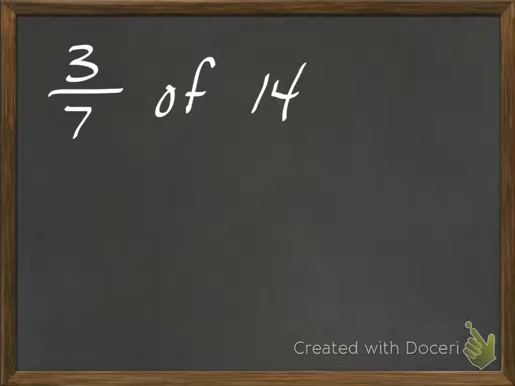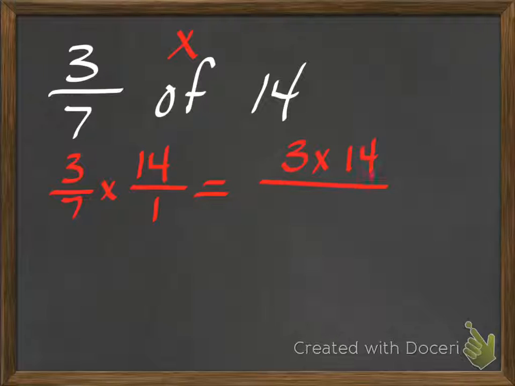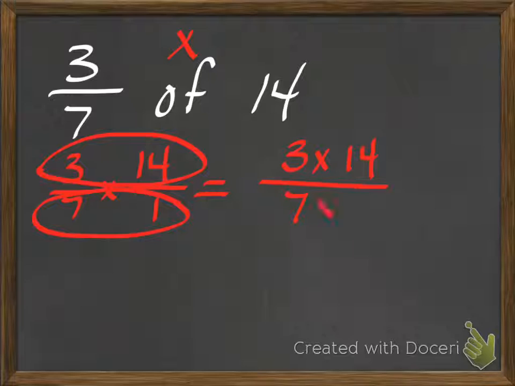3/7 of 14. Remember, when you see the word of, you're going to think of multiply. So I've got 3/7 times 14, which is really 14 over 1. And then I can rewrite it: 3 times 14 on the top, where we multiply the top numbers, and then we multiply the bottom numbers, 7 times 1.